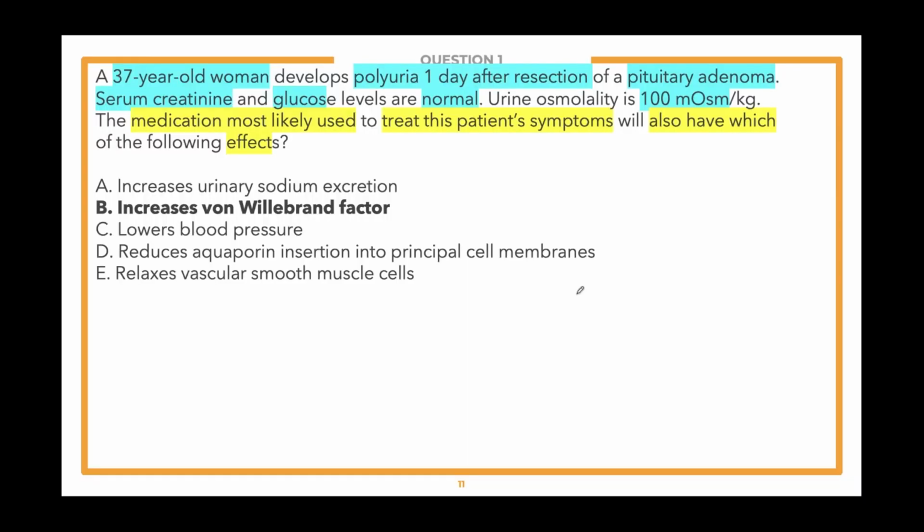Now the other answer choices are incorrect. Answer choice E, that's most likely talking about beta-2 agonists and vasodilators such as hydralazine, which is not what we'd use for diabetes insipidus. Answer choice D is talking about ADH antagonists like conivaptan, and that would lead to even more urinary dilution. Okay, so kind of the opposite of what we'd want to do. Answer choice C, lower blood pressure. That could be a lot of different medications. And answer choice A, increases urinary sodium excretion. Also talking about things like diuretics, furosemide, thiazides, but again, not what would treat what this patient has. So great job on this first question.